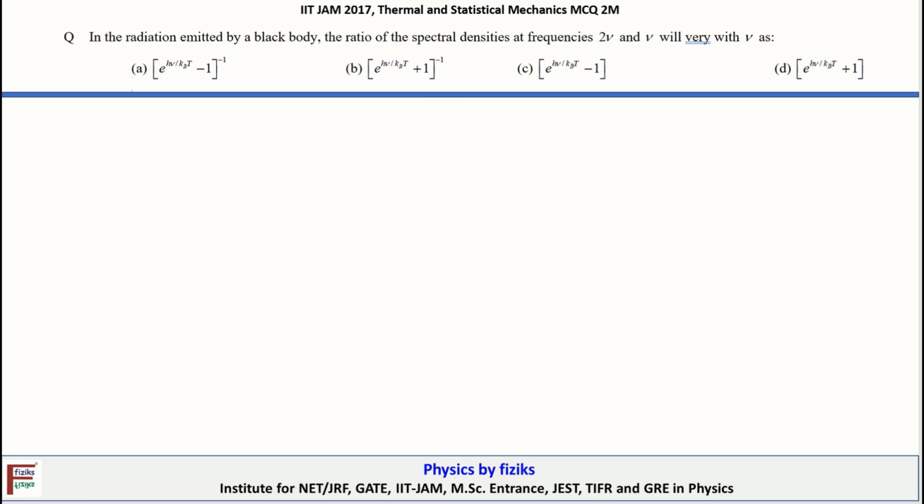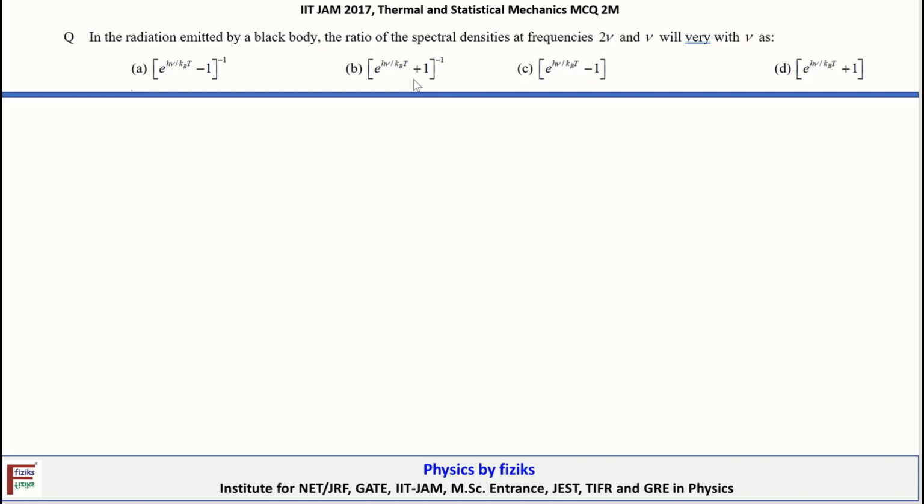Next question is, in the radiation emitted by a black body, the ratio of the spectral densities at frequencies 2 nu and nu will vary with frequency as. Okay, so we can solve this problem by making use of the results that we learned in Planck's radiation law.